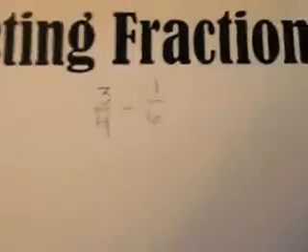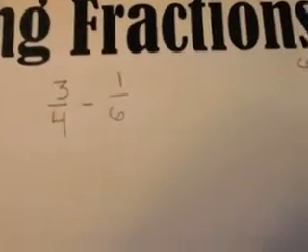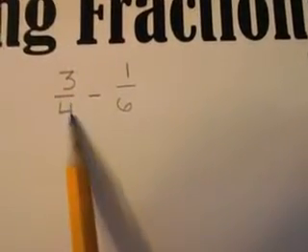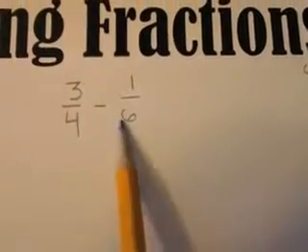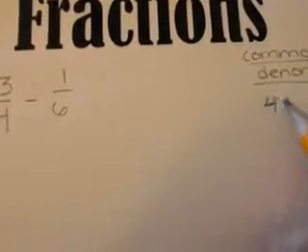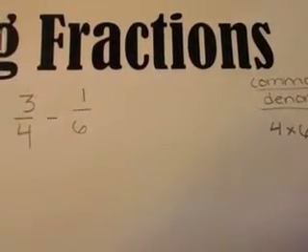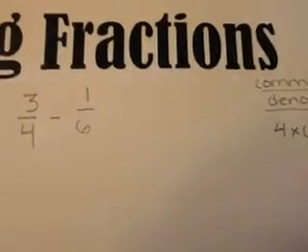Our second type of problem is when we have unlike or uncommon denominators and we have to find a common denominator. The way we do that is we look at our denominators and we multiply them together. So in this case we're going to multiply 4 times 6. 4 times 6 is 24, and that's our new denominator.